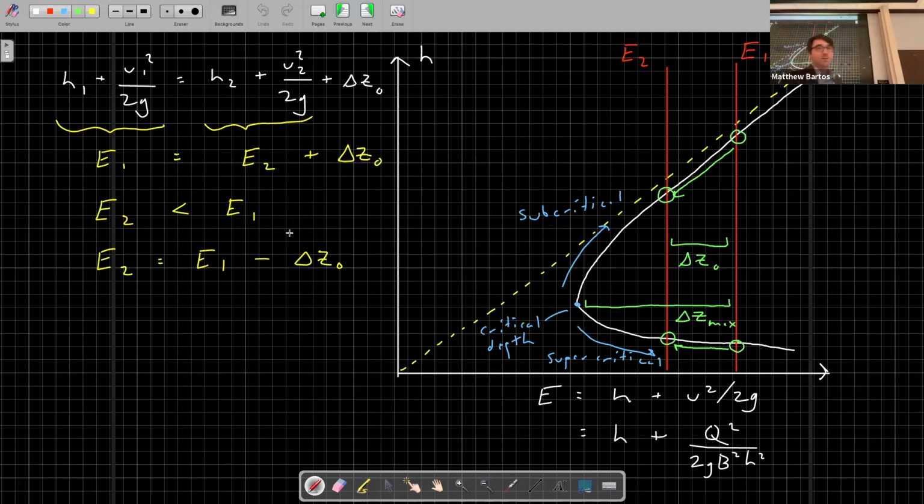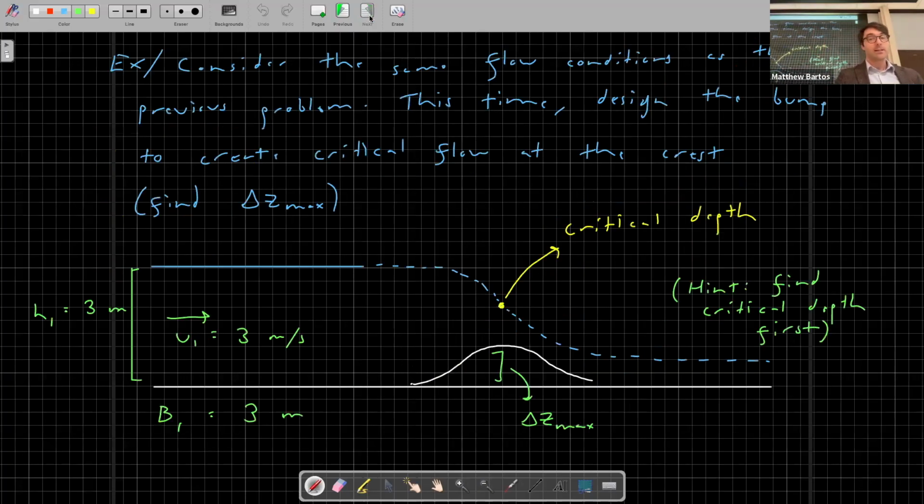So I'll give you a little bit of time in class on Tuesday to work on this and finish it up. But the last thing I want to talk about is I want to give you a more intuitive understanding of what subcritical, supercritical, and critical flow mean. So we know that supercritical flow is fast and shallow, subcritical flow is deep and slow.